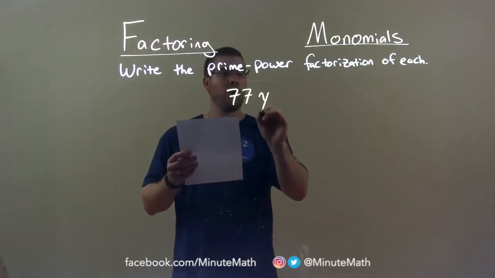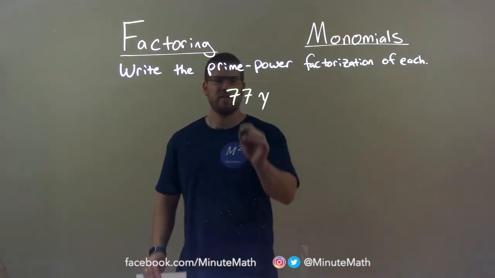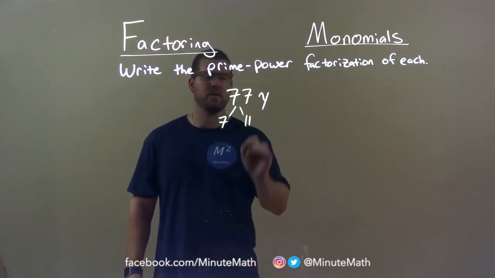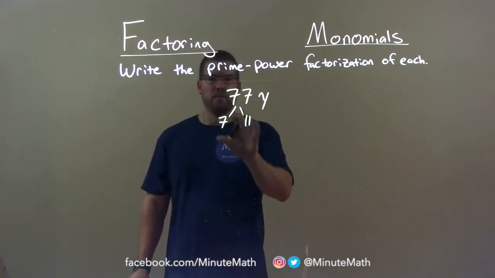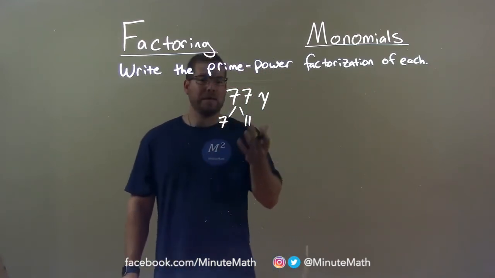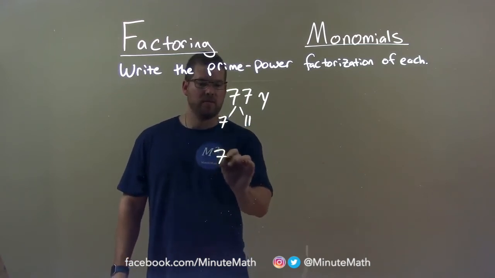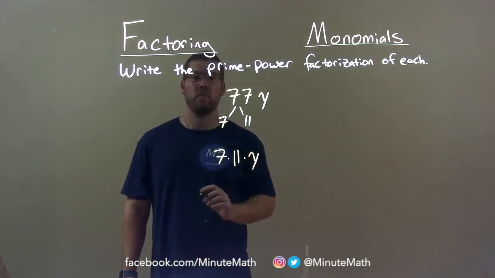77y. Okay? Well, 77 is just 7 times 11. Y is just y, and that's all of our prime numbers there, right? So when we break this down, the final answer is just 7 times 11 times y.